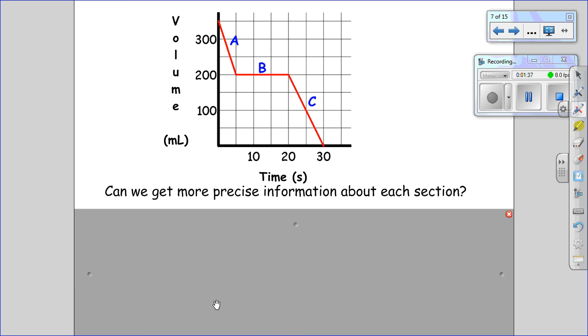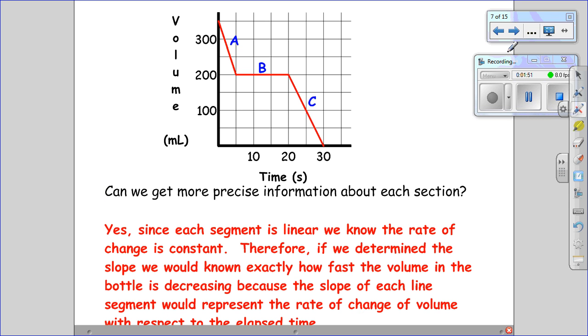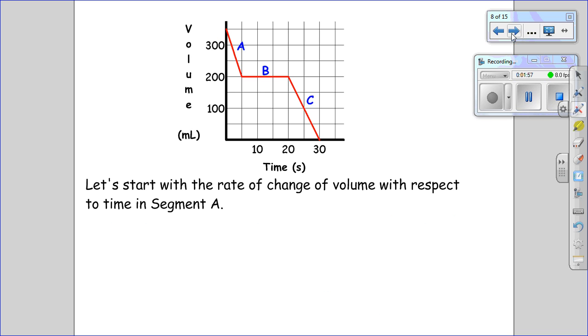Can I get more information than that? Absolutely, because I know that the rate of change of volume with respect to time is just another form of slope. So that's what I need to do, figure out the slope, so the volume with respect to time for each segment, and I can give more detail.